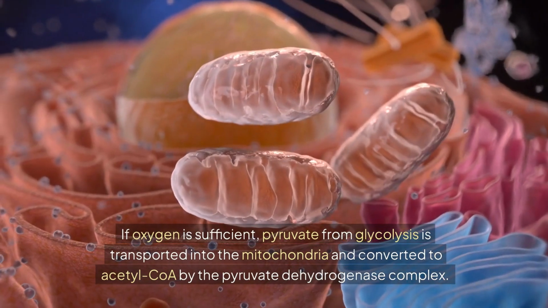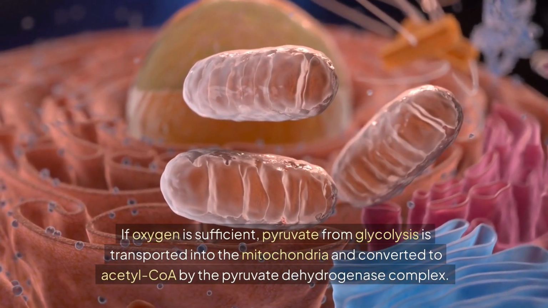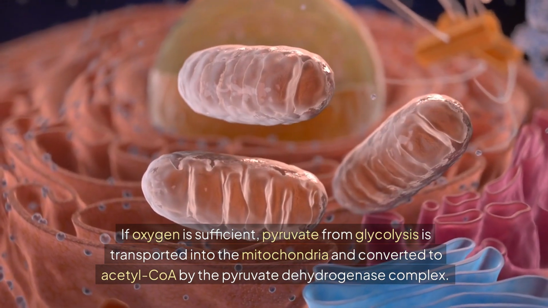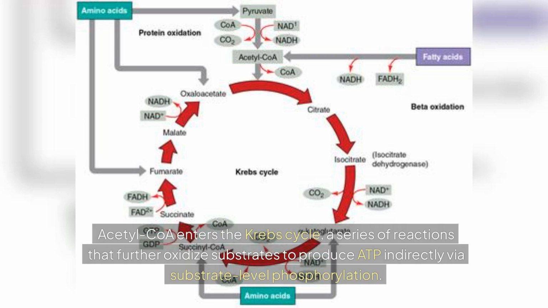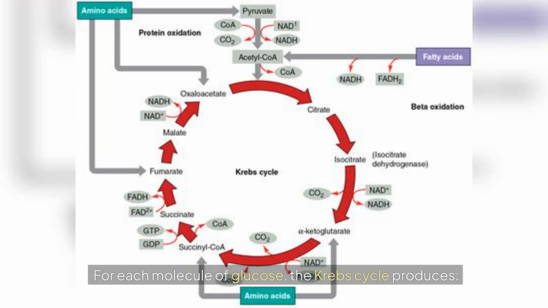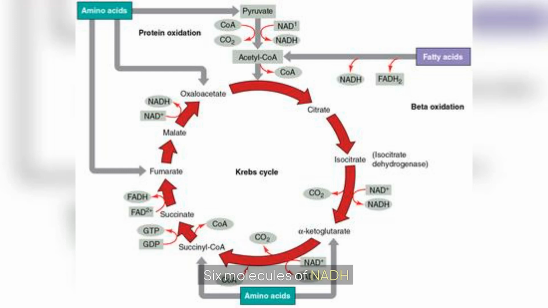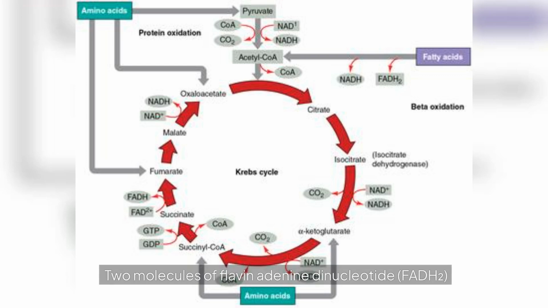If oxygen is sufficient, pyruvate from glycolysis is transported into the mitochondria and converted to acetyl-CoA by the pyruvate dehydrogenase complex. Acetyl-CoA enters the Krebs cycle, a series of reactions that further oxidize substrates to produce ATP indirectly via substrate-level phosphorylation. For each molecule of glucose, the Krebs cycle produces 2 ATP molecules indirectly from guanine triphosphate (GTP), 6 molecules of NADH, and 2 molecules of flavin adenine dinucleotide, FADH2.